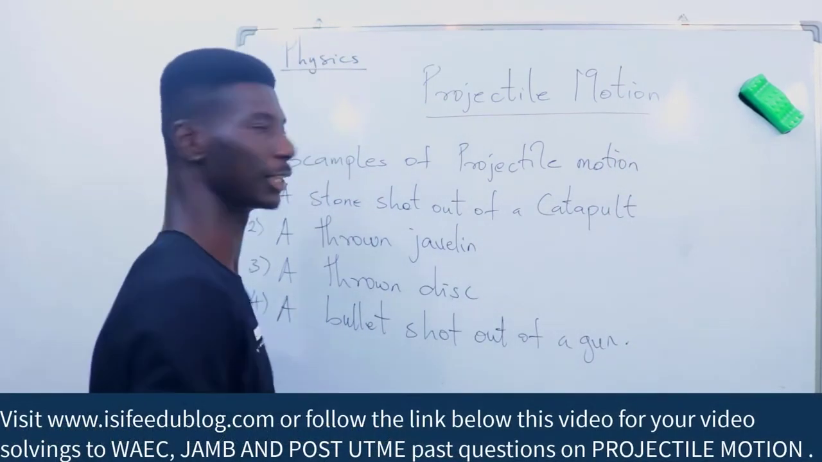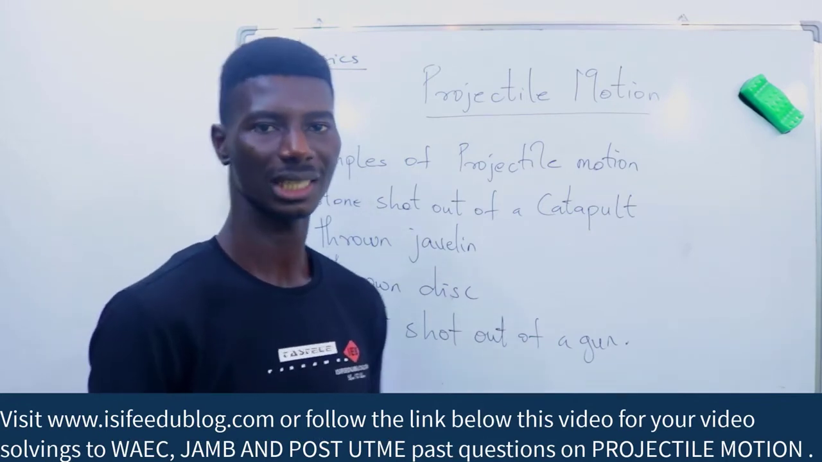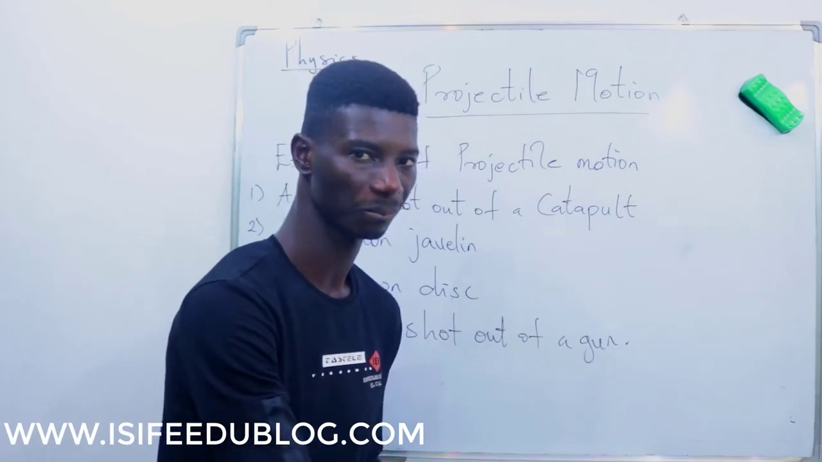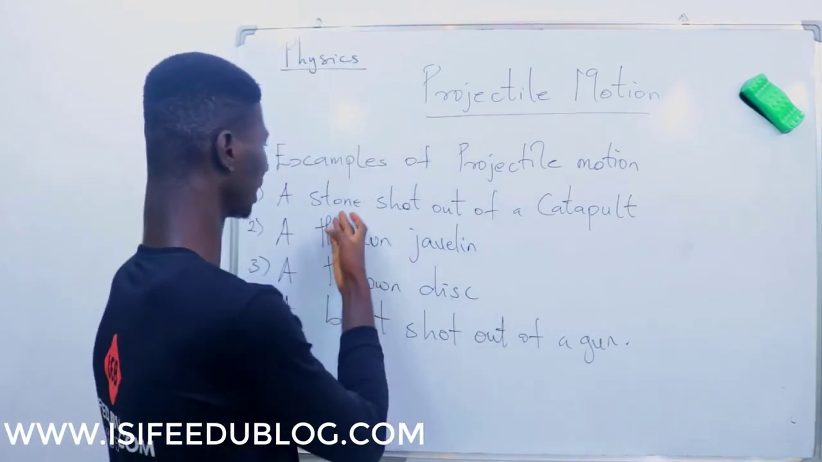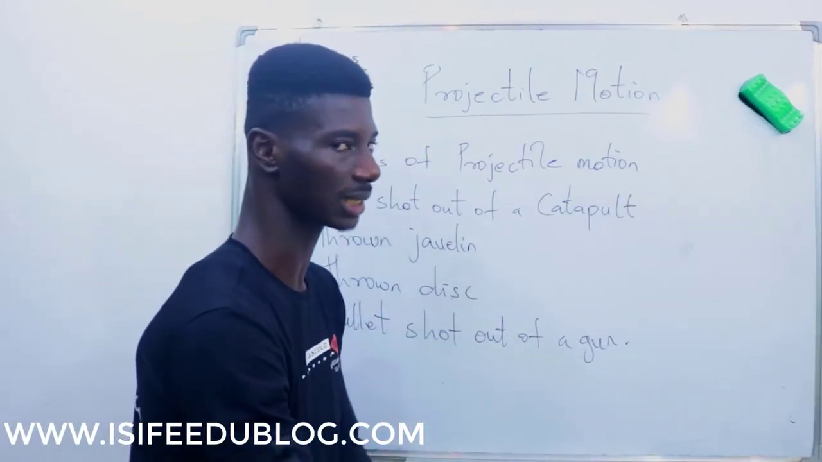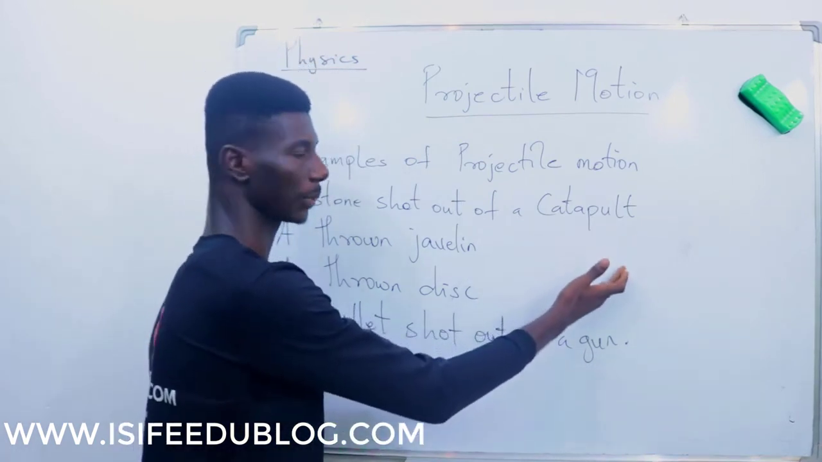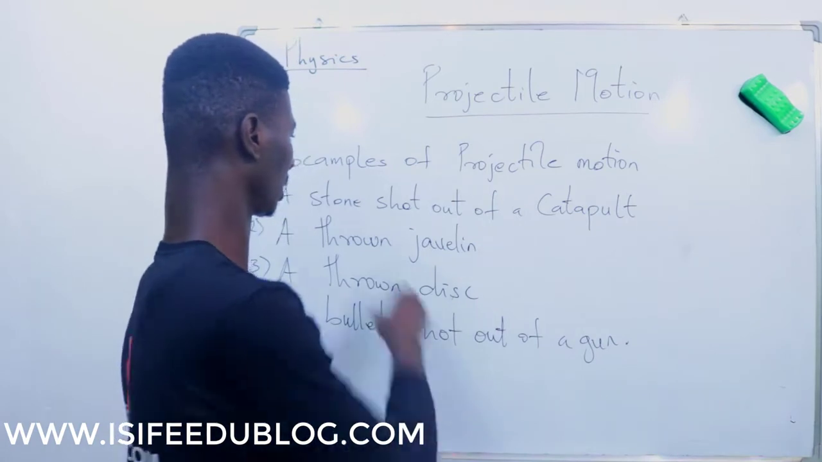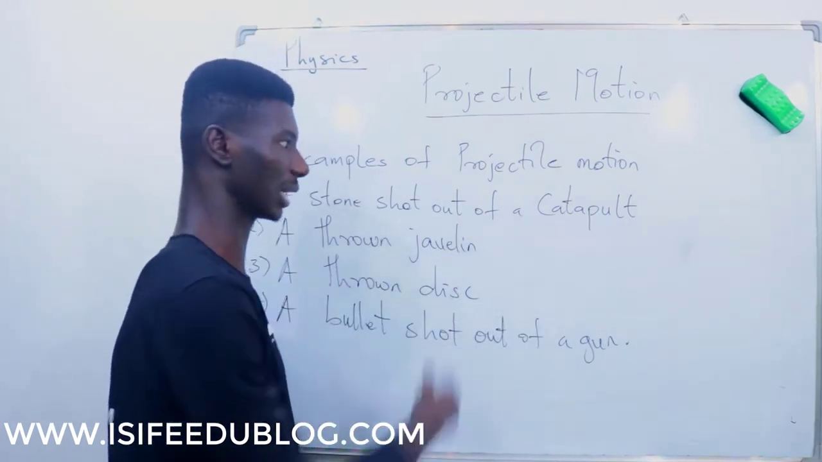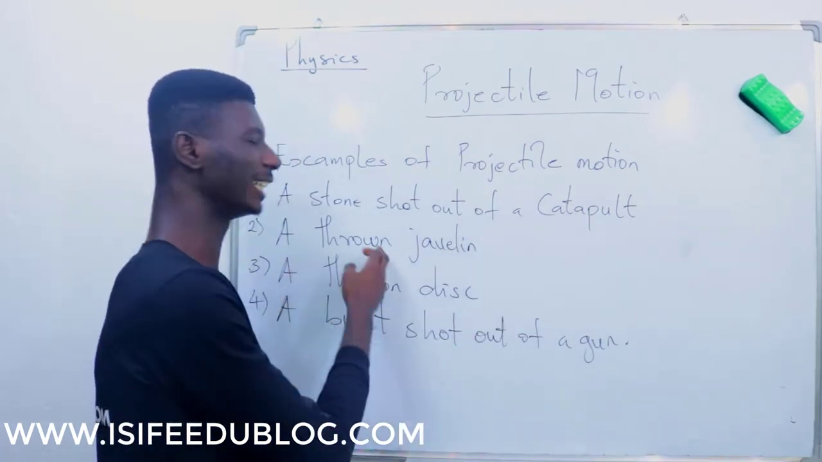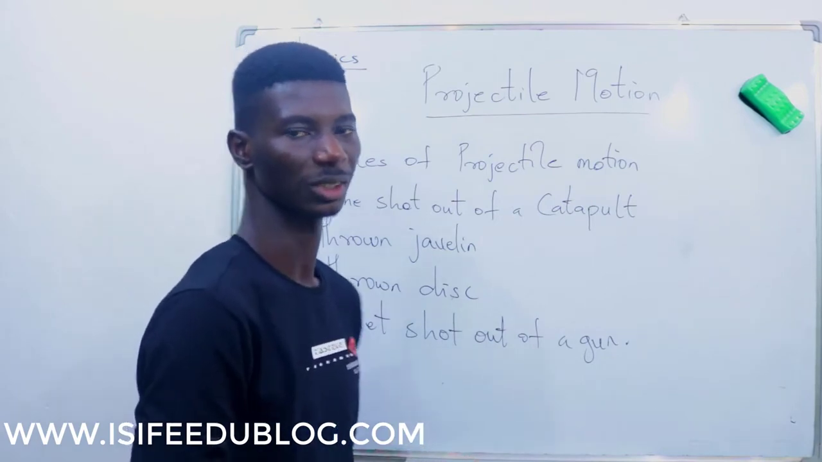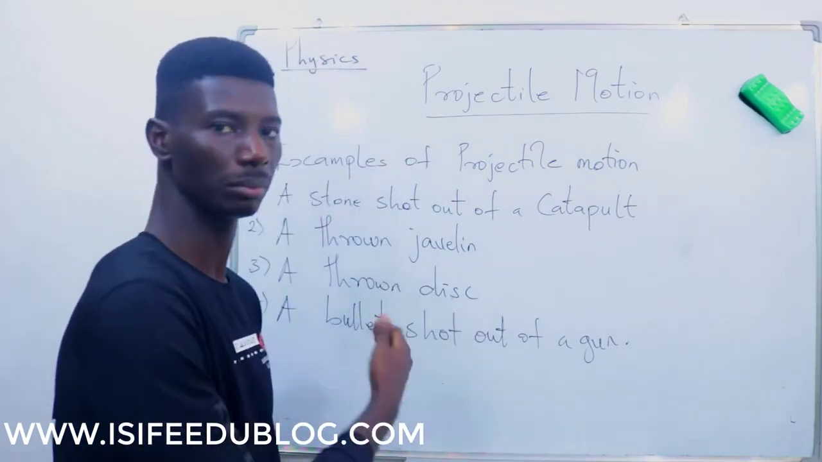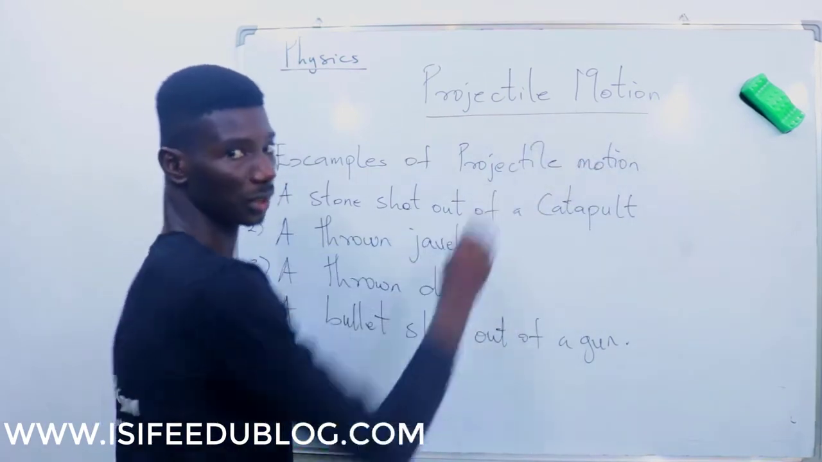Because if you say a stone, it is just an object, it's not a projectile, except it is launched in the air. And the only thing that can launch that is someone's hands or a catapult. So you can say a stone shot out of a catapult. This is a projectile motion, and we can call it a projectile. A thrown javelin. You don't say a javelin. That is wrong. A thrown javelin. Make sure it is in motion. We are discussing motion here.